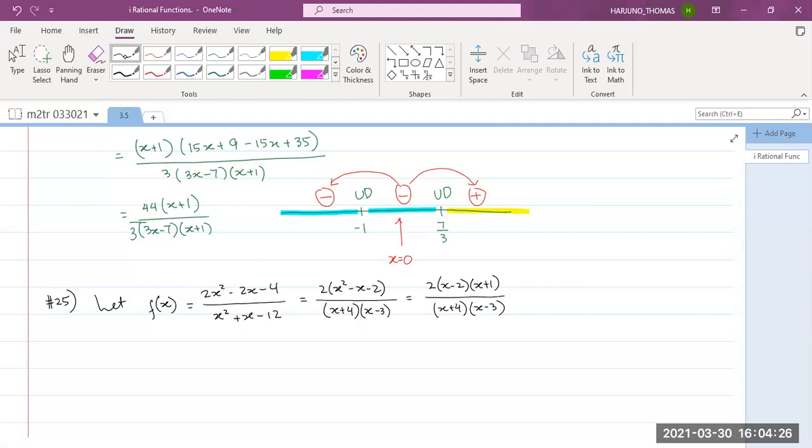Now, even if we can simplify, there is a chance we still don't have any hole. Okay, but we will see that later on. You will feel it later on, if it is a hole or a vertical asymptote. But for this one, it turns out to be on the easy side. The domain will be all real numbers except -4 and 3.